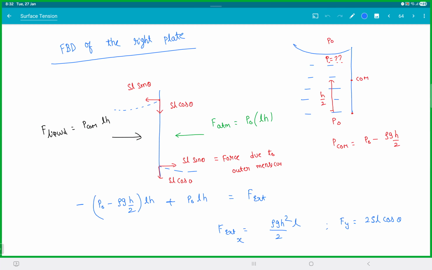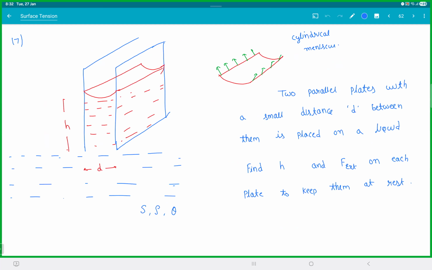The last class we were doing surface tension. This was the last problem that we did. We had taken two parallel plates and the liquid was rising between them because of the surface tension there. Hope everyone has gone through the notes. Great. Let's see a question based on this.